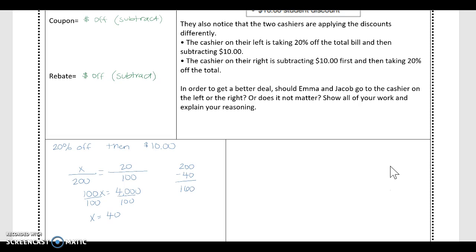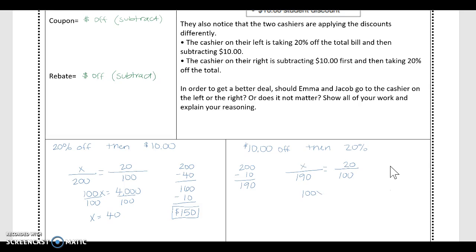And then we're subtracting $10 more off. So our total here is $150. Okay. Cashier 2 is doing $10 off and then 20%. Okay, so let's say again, there's this $200 minus 10 is $190. And now let's find 20% of $190.